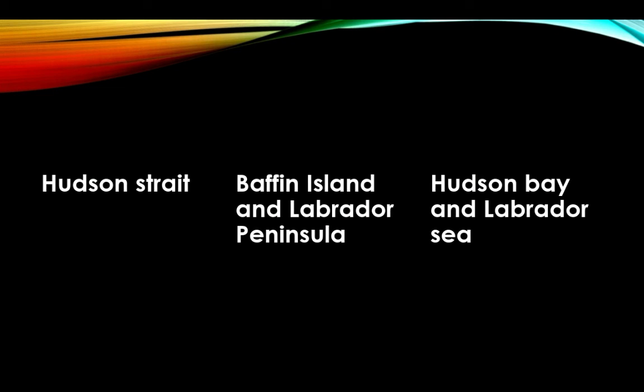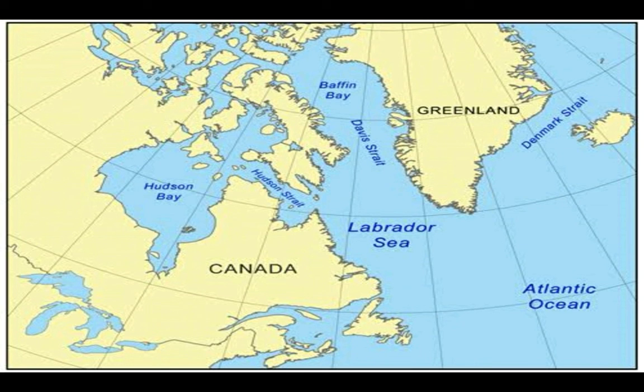Now next important strait is Hudson Strait. The two contiguous land masses are Baffin Island and Labrador Peninsula, and the water bodies are Hudson Bay and Labrador Sea. Let's see on the map. In the map we can see Hudson Bay in the mid and Canada is below that. Hudson Bay is connected by Hudson Strait with Labrador Sea. These are the two water bodies, whereas the Baffin Island is in the north of this strait and Labrador Peninsula in the south.